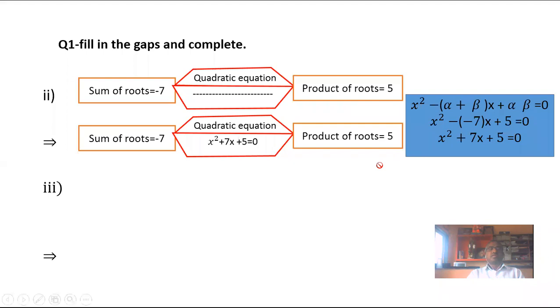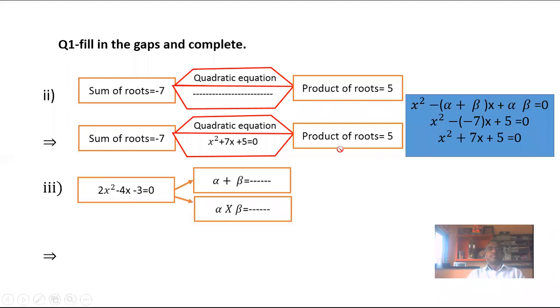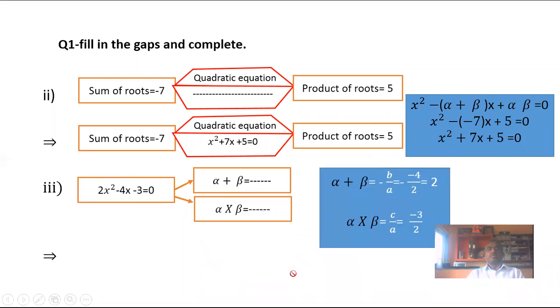Third problem, fill in the gaps. Here 2x square minus 4x minus 3 is equal to 0. This is the given quadratic equation. To find the value alpha plus beta is equal to dash and alpha into beta is equal to dash. Therefore, alpha plus beta is equal to minus b upon a. In this quadratic equation, the value of a is equal to 2, b is equal to minus 4, c is equal to minus 3. Alpha plus beta is equal to minus b upon a is equal to minus of minus 4 upon 2, minus times minus is plus, 2 fours are 8... alpha plus beta is equal to 2.